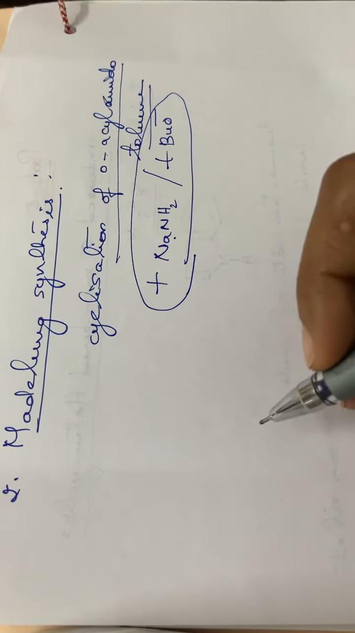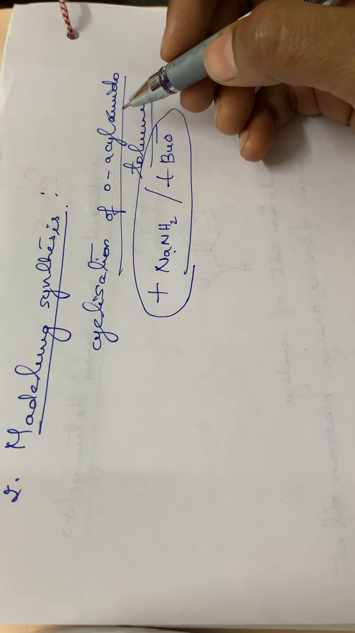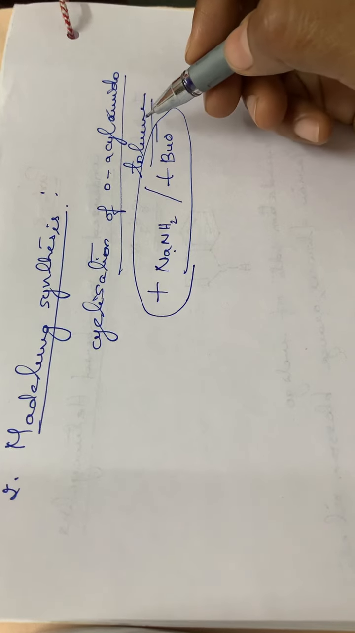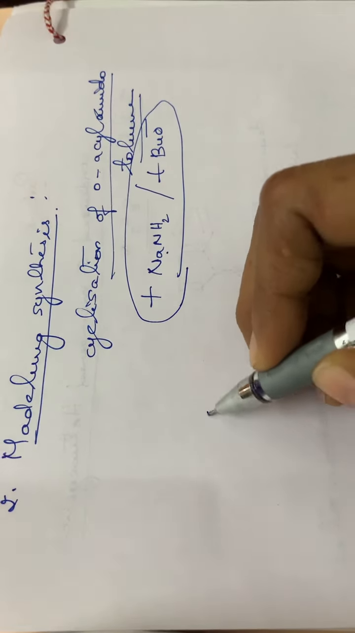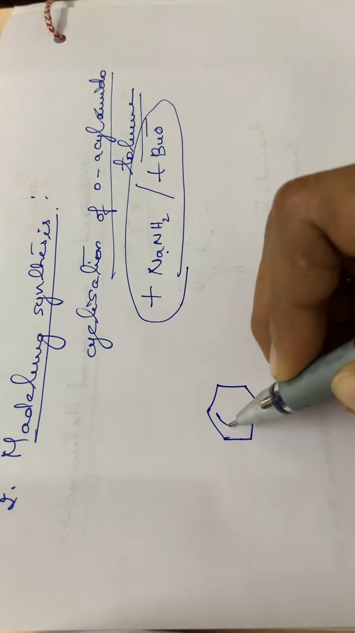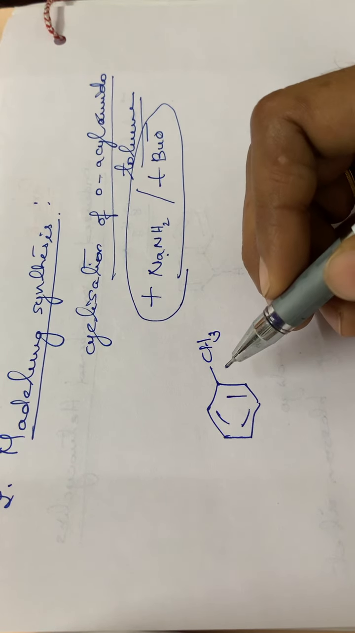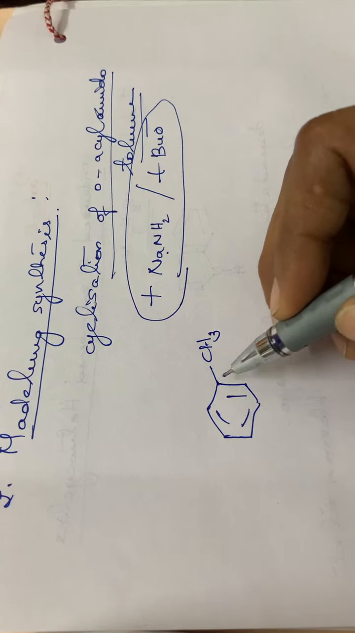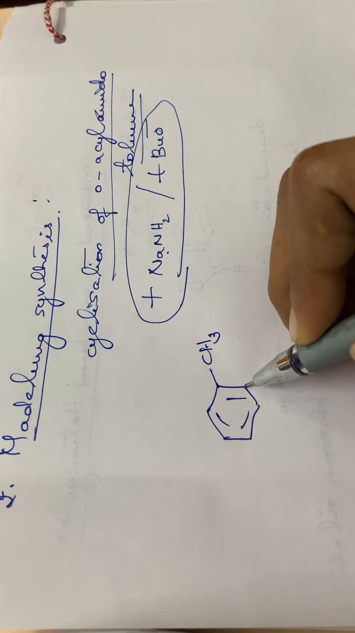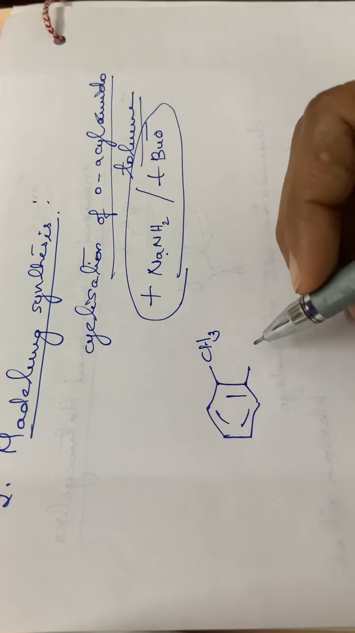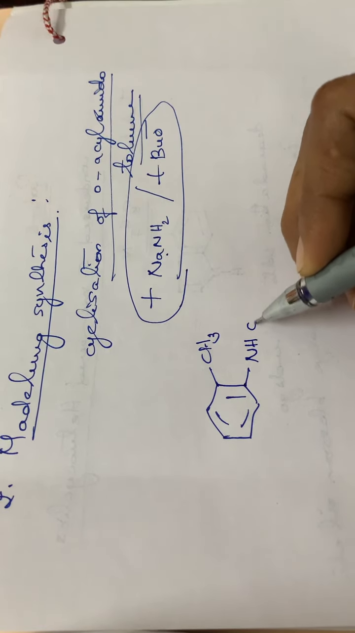So the reaction is like this. First of all you have to write ortho-acylamidotoluene. So this is a toluene derivative, right? First of all you have to write toluene, with the CH3 group at this position. Then at the ortho position, this is the ortho position, the ortho-acylamido group means it will be NHCOR.